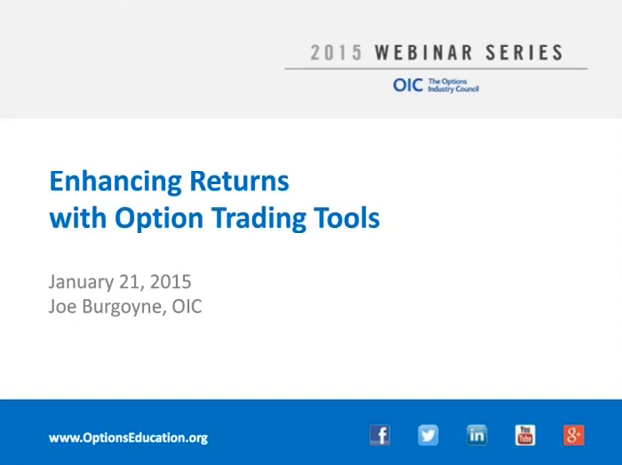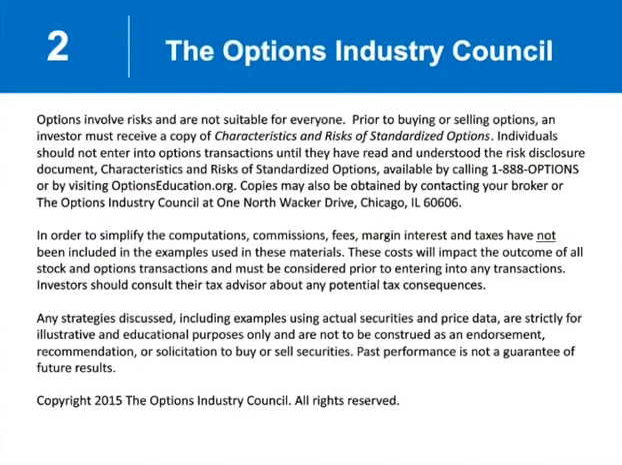As Nick said, tonight's presentation is about the option trading tools and resources that are offered on the OIC website, which is optionseducation.org. Before we get started, I think it's important that everybody knows that the industry does put out a document called Characteristics and Risks of Standardized Options. A lot of good information in there. Be sure to either get a copy from your broker or from the OCC.